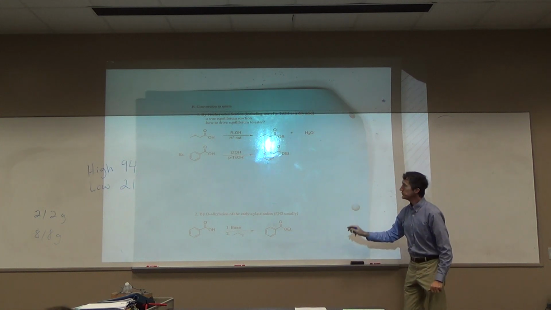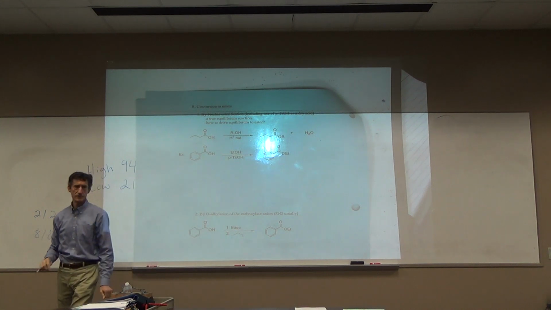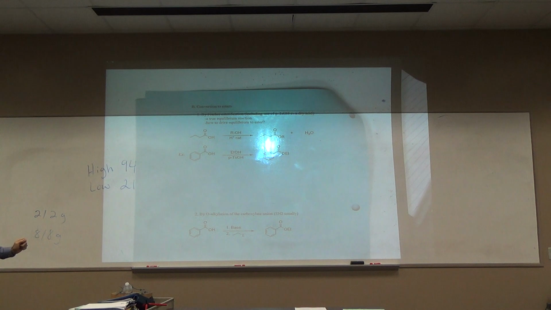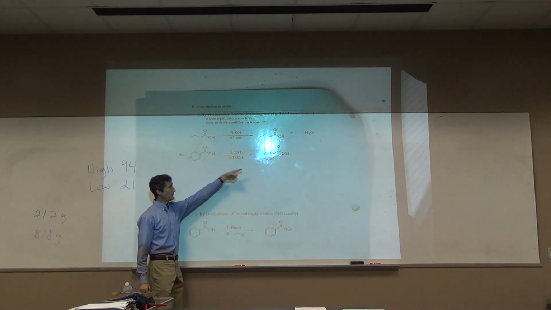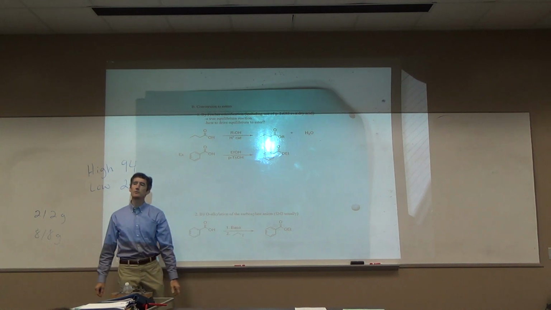By the way, why would you use paratoluene sulfonic acid? Why is that a common acid to use here? What other acids could you use? You use a strong acid to protonate a carbonyl. What other acid? H2SO4. Why is paratoluene sulfonic acid better than H2SO4? H2SO4 is an aqueous acid. If you want to go that way, is water going to help you go that way? No. So don't use an aqueous acid.